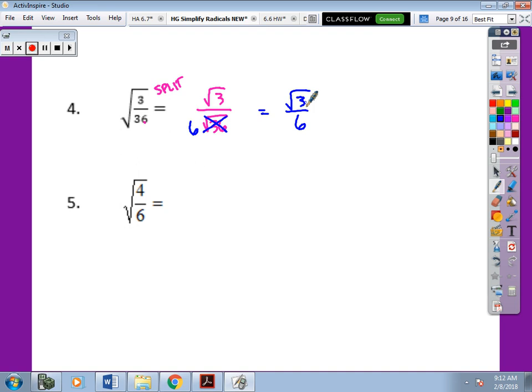Can I reduce that and make it 1/2? No. I have 1 under the square root, 1 not under the square root. Those are not like terms. You can think of them like that. Can't be reduced.